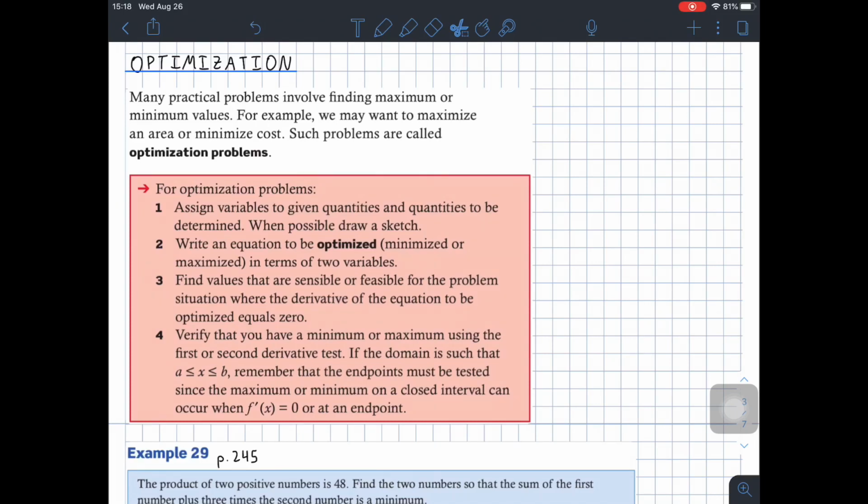Hello seniors, today we're going to continue with electronic assignment number 16, extrema and optimization problems. This is part 3 of the video.